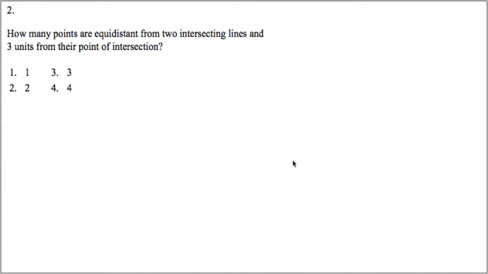Hello, so we'd like to look at some questions from the review questions for the coming exam. Alright, so let's look at number 2 first here. How many points are equidistant from two intersecting lines?